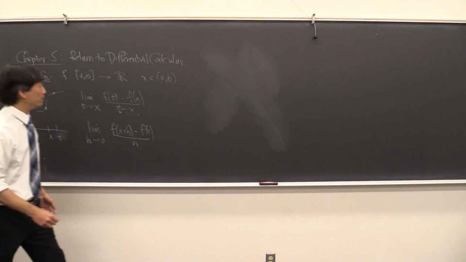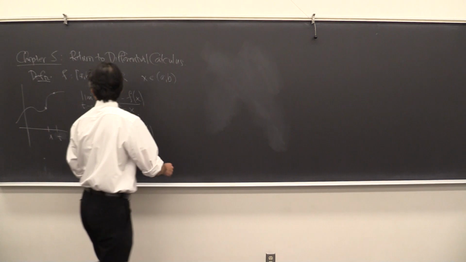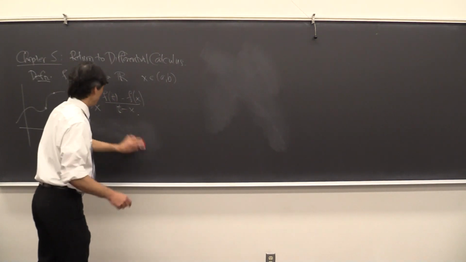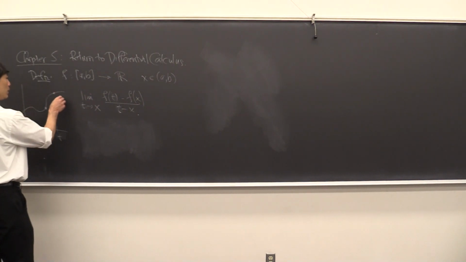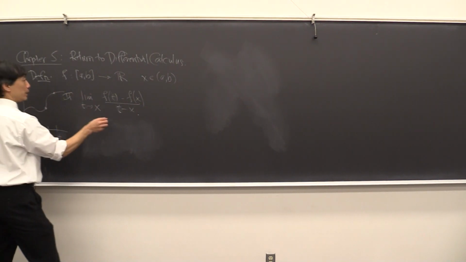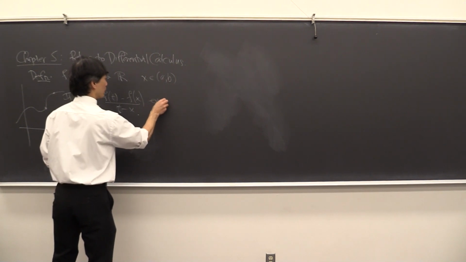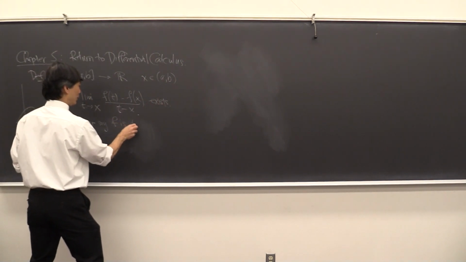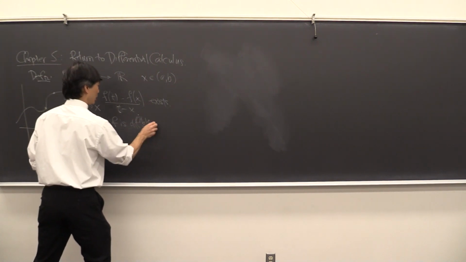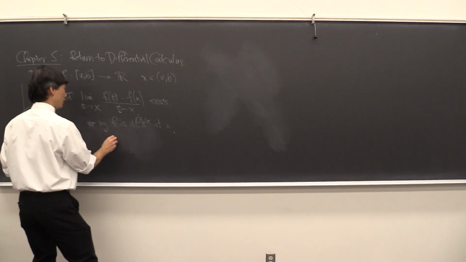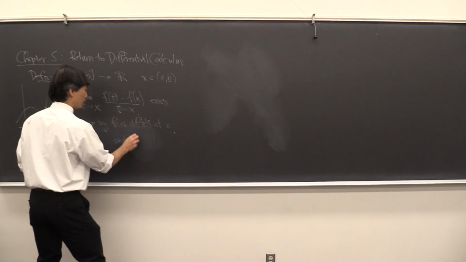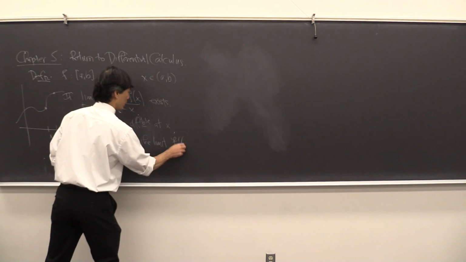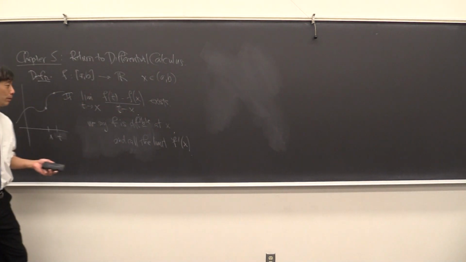And we'll write these in both ways. If this limit exists, we say f is differentiable at x, and call the limit f prime of x. So you all know that.